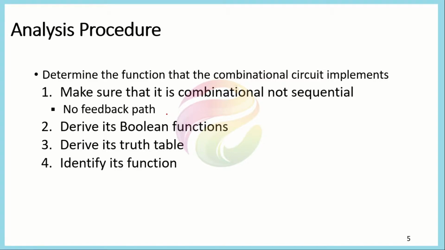The second thing is that we derive the Boolean functions for this path, and from that Boolean function we can then derive the truth table, and from the truth table we can then identify what the main function for this process was. Why was this circuit designed? So this is known as the analysis procedure. We will try to understand this process with the help of an example.